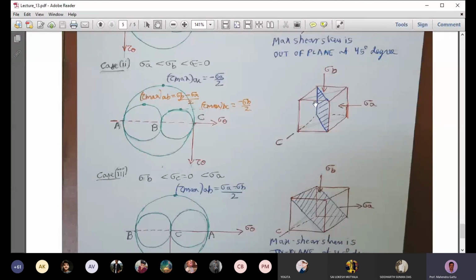Again here we can identify the plane with the maximum shear stress, and it corresponds to AC, so it is out of plane like the first case.